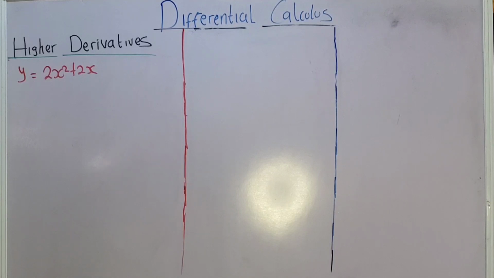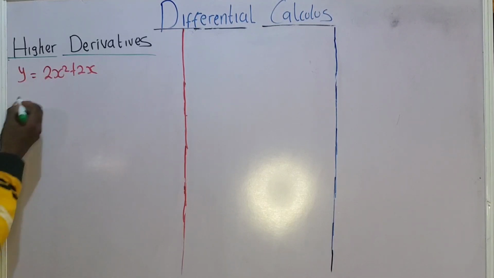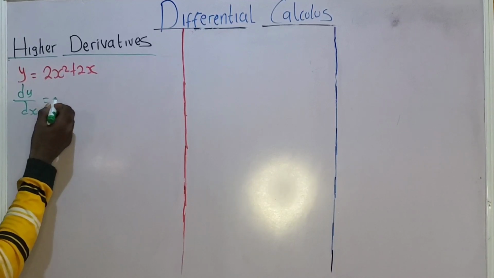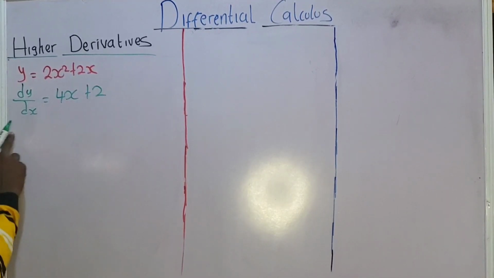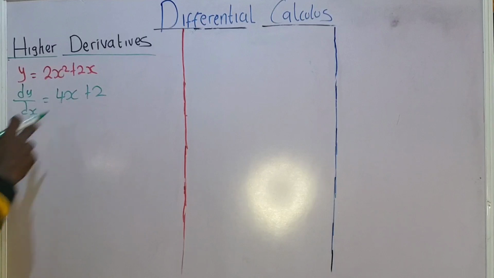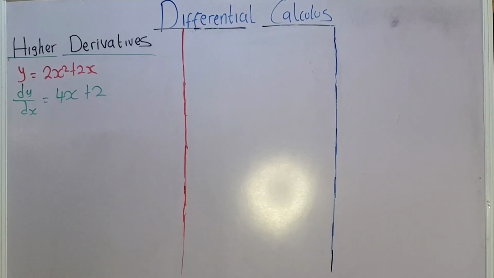For example, when this function is differentiated, we obtain dy over dx equals 4x plus 2, right? Now, if you differentiate this function again, that is what we call higher derivative. You understand? So differentiating a function more than a single time is what we call higher derivative. The second derivative, the third, the fourth, the fifth, the sixth, and so on of a function is what we call higher derivative. In calculus, higher derivative refers to the derivative of a function that has already been differentiated.